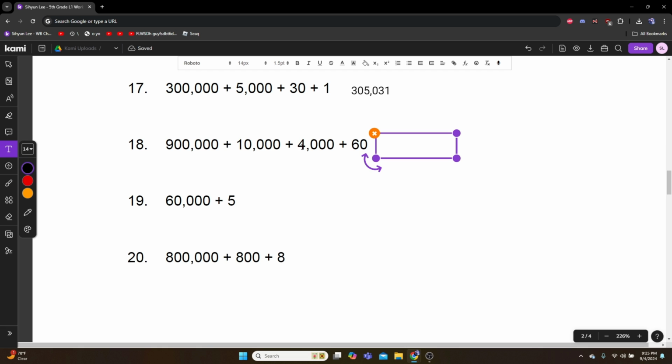900,000 plus 10,000 plus 4,000 plus 60. We would do 900, 10,000, 4,000 plus 60. So 060. Then 60,000 plus 5. So just 60. Hundreds and tens are empty. And then 5.